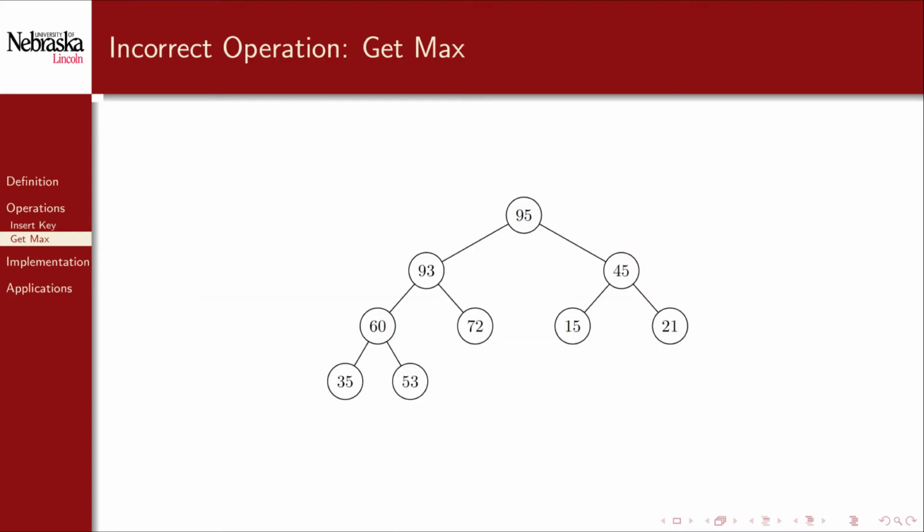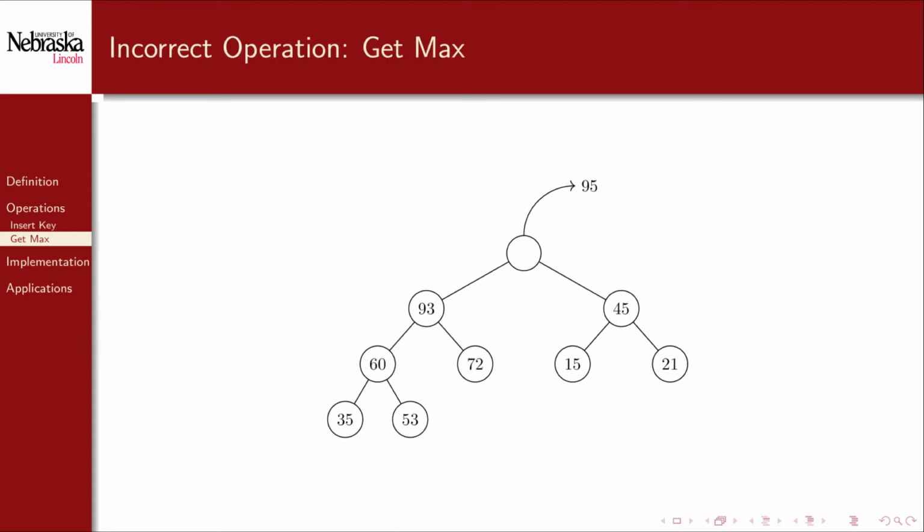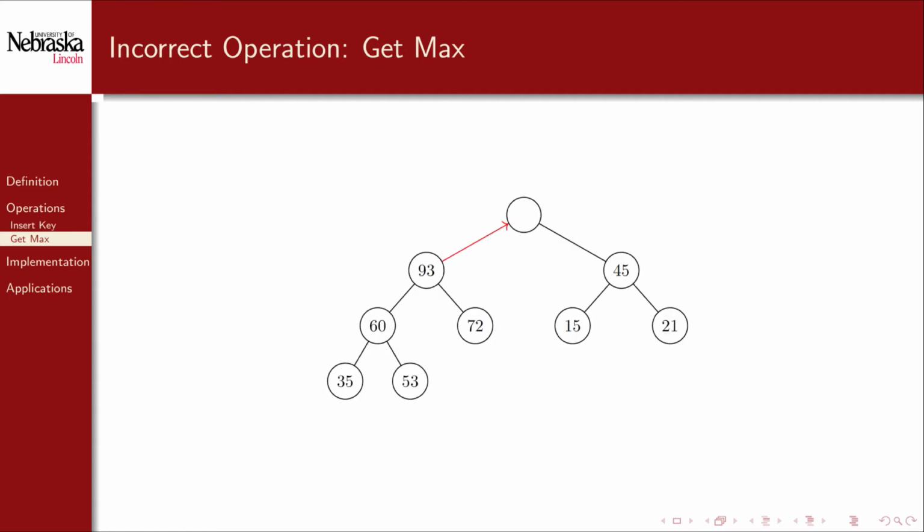If we take the same naive approach as before, starting at the root, we'll remove the key and save it off to return it. To preserve the heap property, we could promote the larger of the two children, in this case 93. That results in another gap, and so we promote 72. However, again, this leaves a gap in the heap with no further children to promote up.